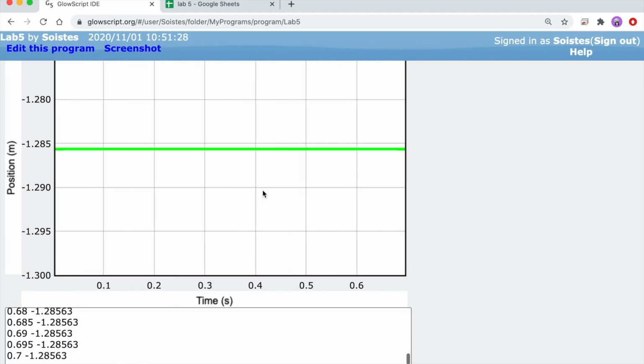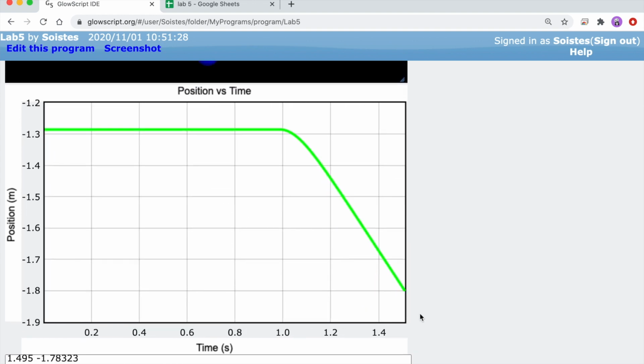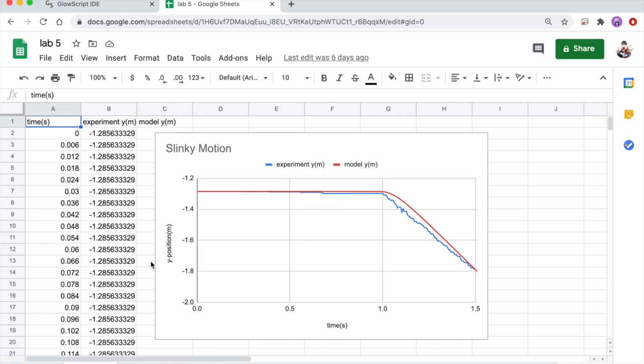Here is the data, and we can notice that the graph is similar to the one on the tracker. And I put all the data to a spreadsheet. Here is the chart. Before t equals to 0.99, there is a little discrepancy between the two lines. That's because we assume that the net force is 0. However, in reality, the net force may not be exactly 0.